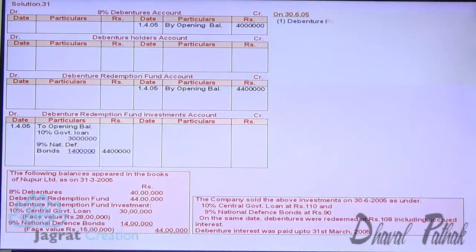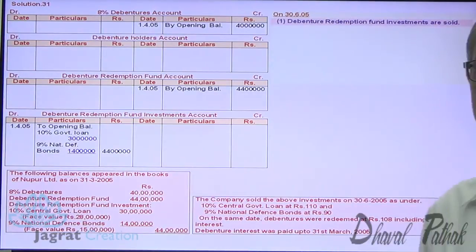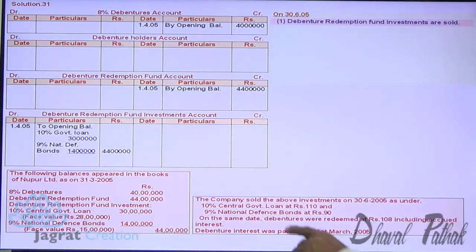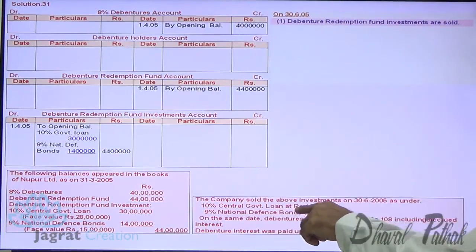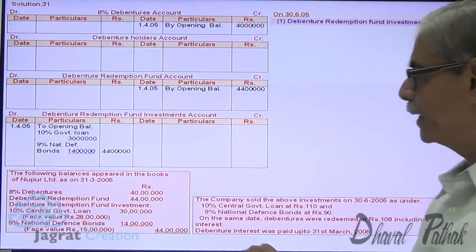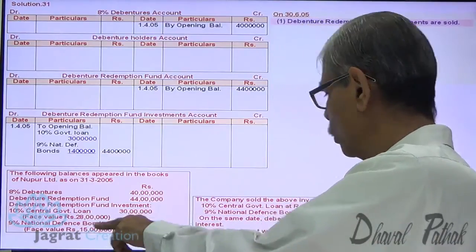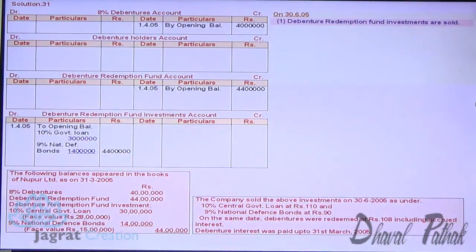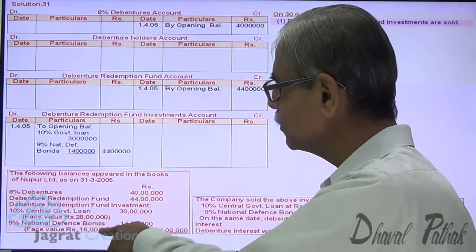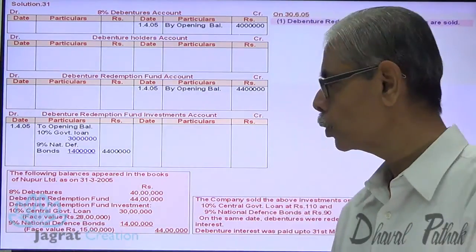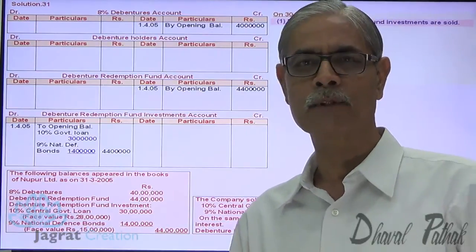First transaction, redemption fund investments are sold. But what is the sales proceeds? Let me work it out. 10% central government loan is sold at 110 and the face value of this loan is 28 lakhs, so 28 lakhs into 110%. National defense bond at 90. National defense bond face value is 15 lakhs, 15 lakhs into 90%, 13 lakh 50,000. So this is how I will work out the sales proceeds first of all.